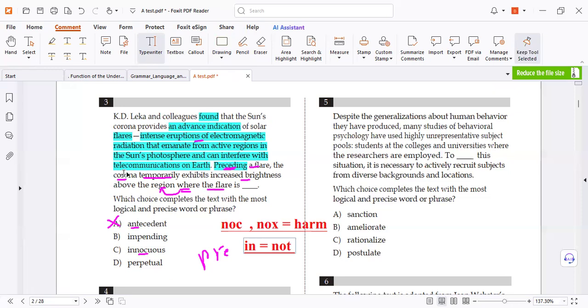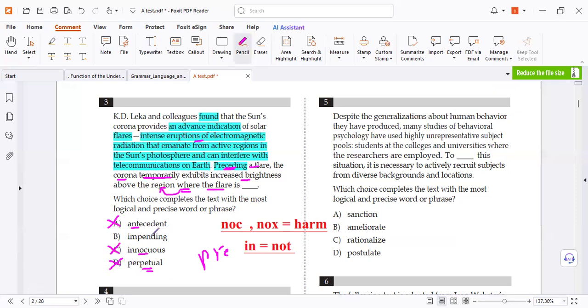So it's harmful. So C is wrong. Did you catch it? Opposite. Yes. Perpetual, you know, it's something permanent, forever. Okay, but he said here the brightness is temporary, for a short time. And how can it be forever? So the eruption will not happen?